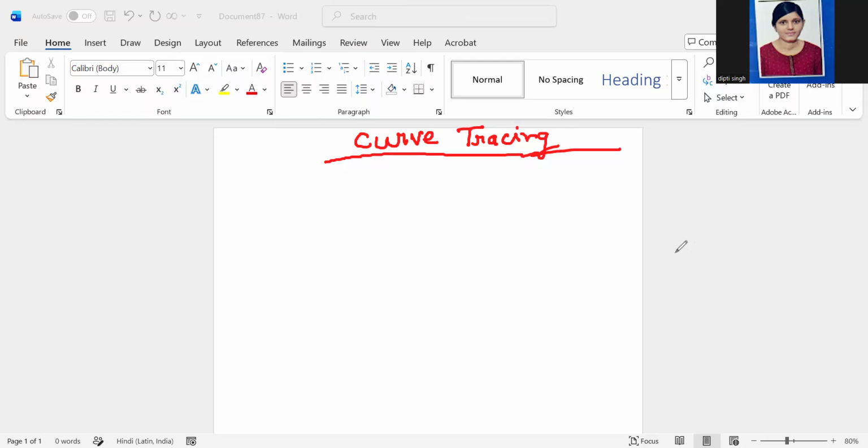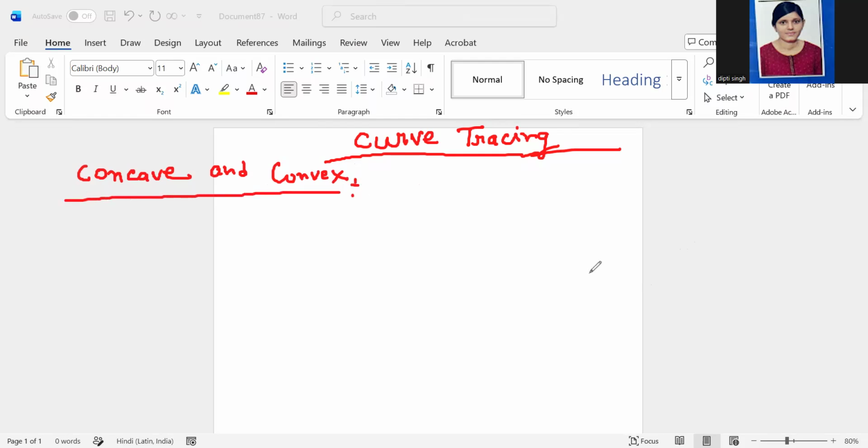Hello everyone. Today we start a new topic of differential calculus, which is curvature. First of all, we need to know the basic terms related to this. One thing is concave and convex. So how can we define it?